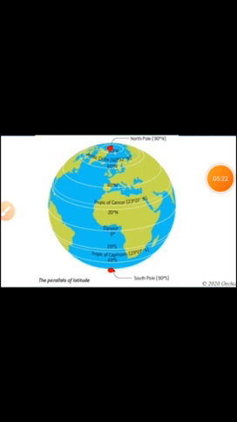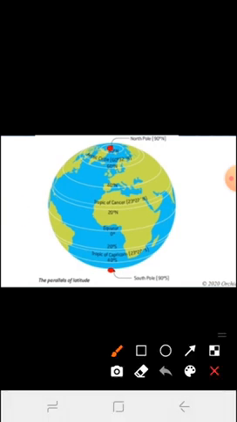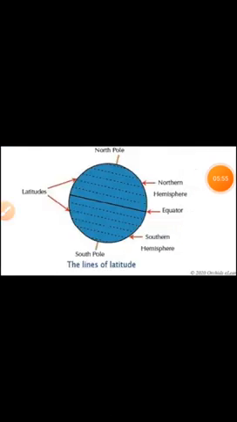And you can also see in this diagram that when the lines of latitude move closer to the poles, the circles get smaller. These are the lines of latitude, and this is the equator. When these lines move closer to the poles, the circles are getting smaller. Eventually, at each pole, the latitude is just a dot.